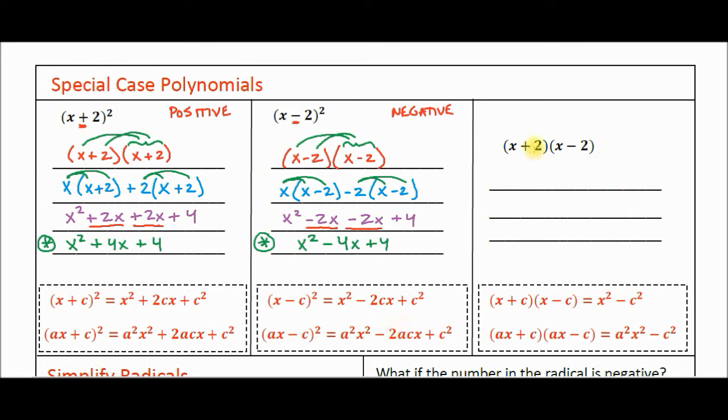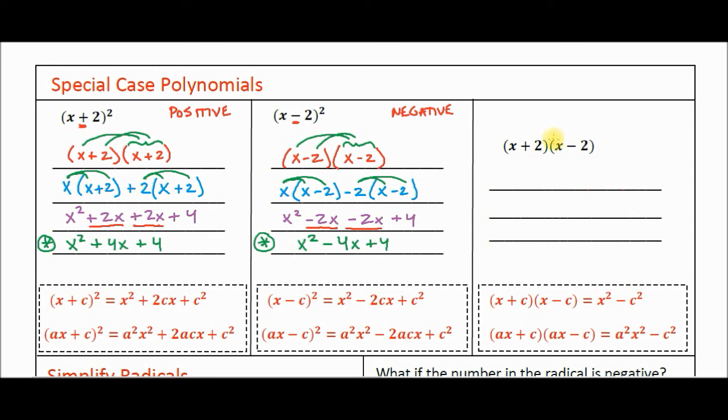Okay, last one. What if we have a binomial times a binomial, but in this case the constant value now has opposite signs. Here it's x plus 2 and x minus 2. You'll see this lots of ways. Could be x plus 5, x minus 5, x minus 15, x plus 15. Instead of both the signs being the same, like in this case, plus and plus, in this case, minus and minus, we've got a plus and a minus. Let's see what happens here.